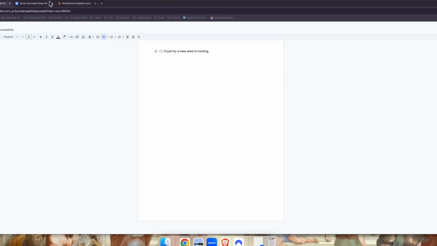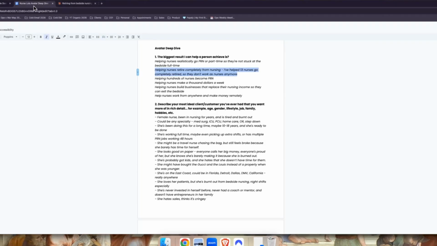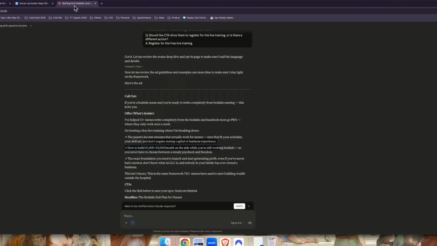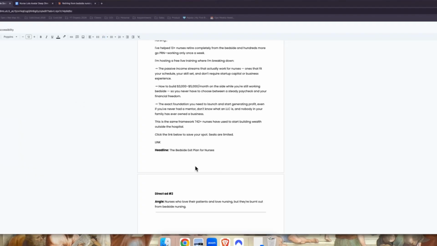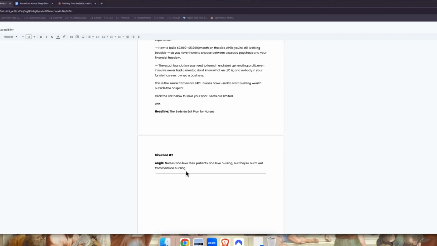As I'm looking for ideas, other ideas that might not fit the current type of ad I am writing come to mind. So I always note them down in the angles section. I'm like, this one might work more for the counterintuitive concept or the educational ad or something else that is not a direct ad. So that's basically what I tend to do so that I can keep having this archive of ideas every single time for clients. So for the direct ad, the angle I'm using here is nurses who love their patients and love nursing, but they are burnt out from bedside nursing. So they want to leave just because they are conflicted between those two worlds.